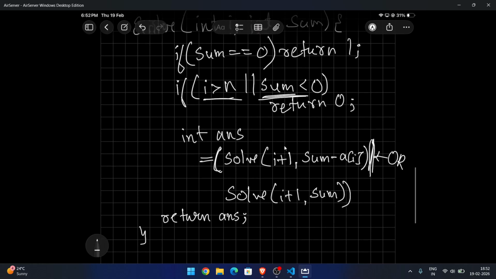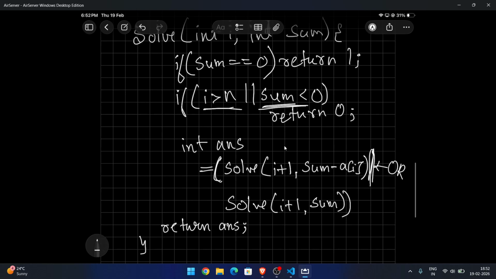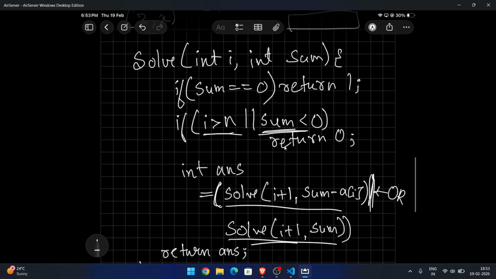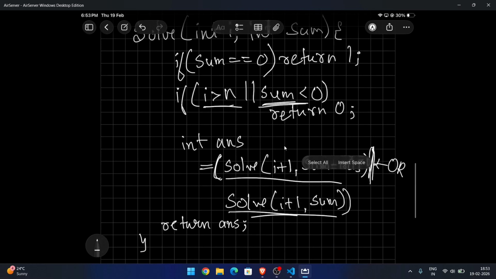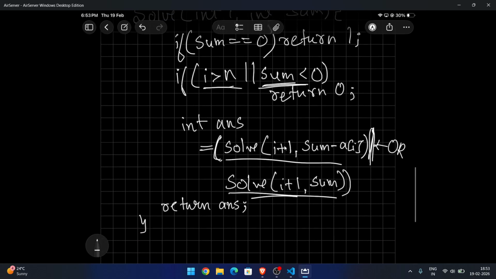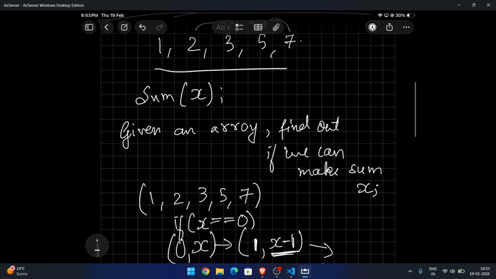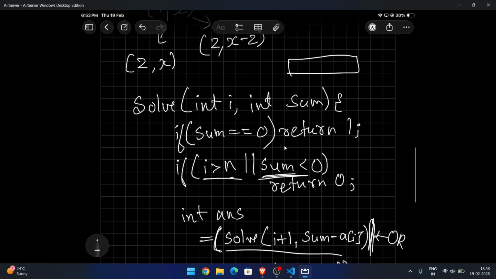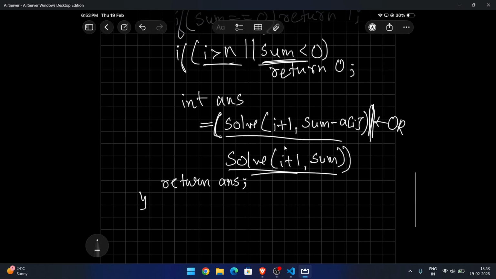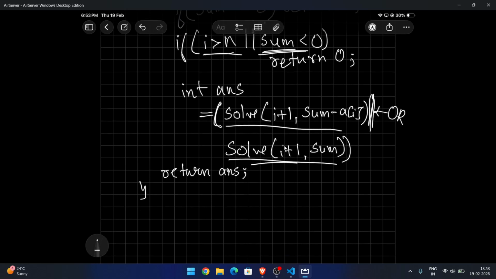Here I am doing OR operation. OR operation means either by choosing this or either by not choosing it. By any method, if I can make this sum, then I would return yes, true, or otherwise I will return false. Okay, so this would be our answer for the question. This is: given an array, find out if we can make some x or not. Okay, so now let's look into our question again.